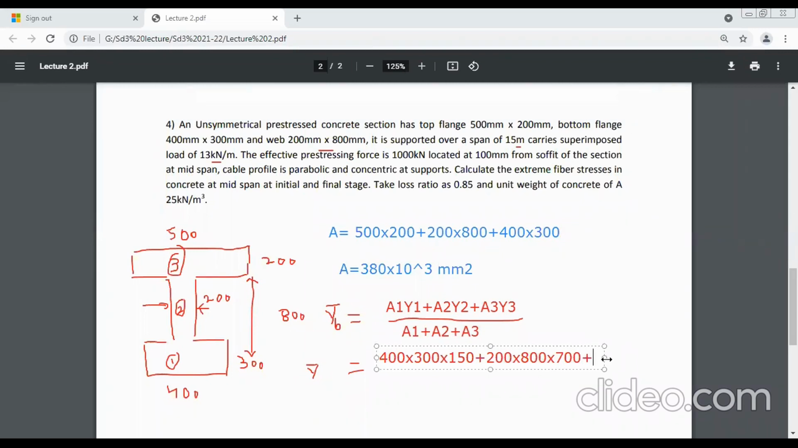Then plus A3 y3, which means the top flange, 500 into 200 into y3. How much is y3? 300 plus 800 plus 200 divided by 2, so it will be 1200 mm. Students, are you getting the point? This is how we have calculated. We'll write once again.